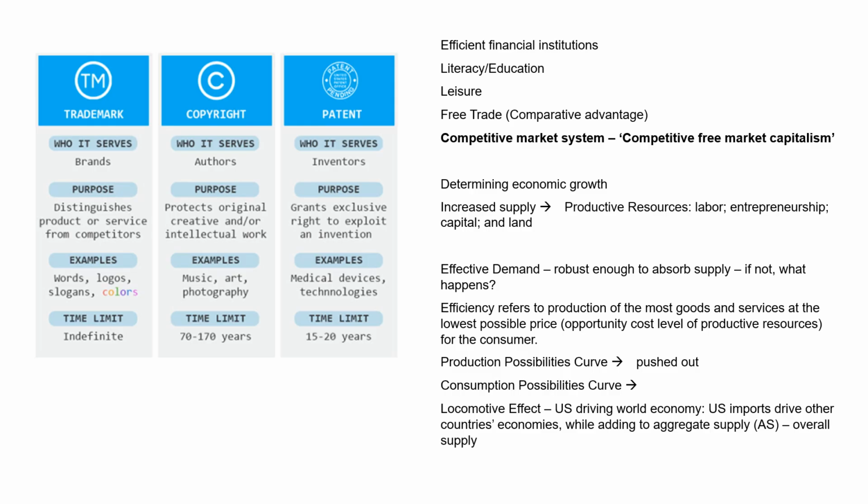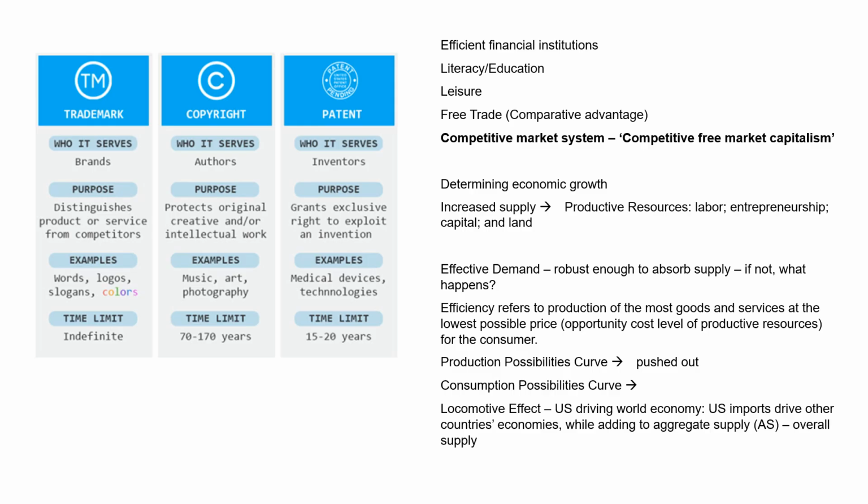So again, determining that economic growth, the determining factors, if you will. We have to increase the supply, and also we have to have the associated effect of demand enough to absorb that supply. If you don't have enough, when there's not enough demand, we end up with market failure. We end up back at that business cycle.